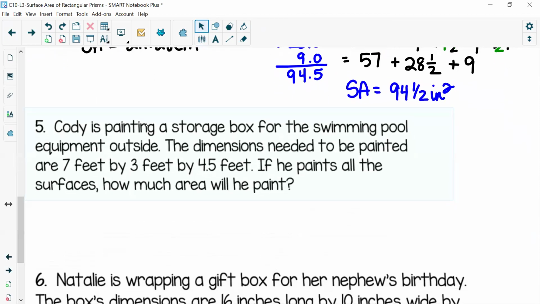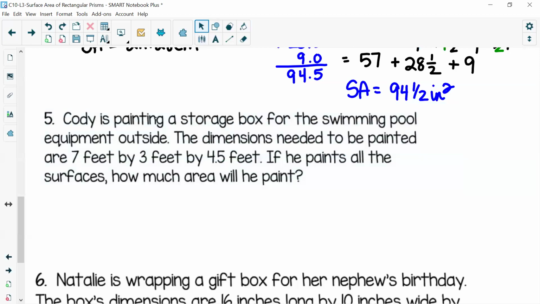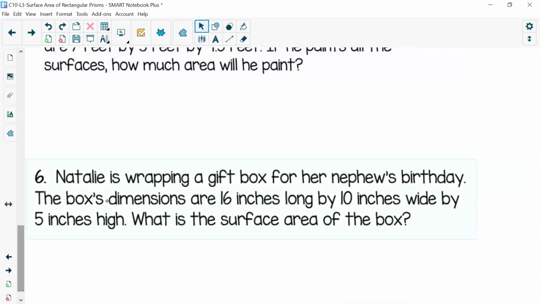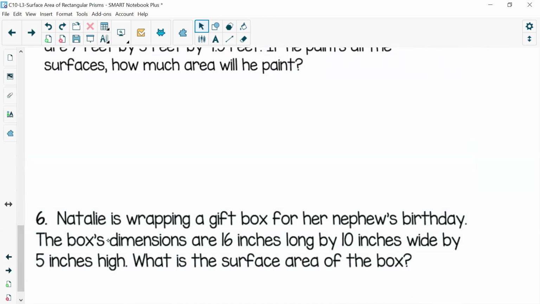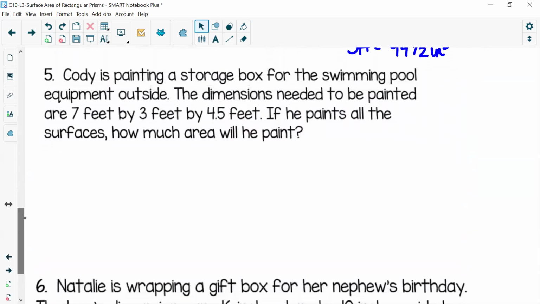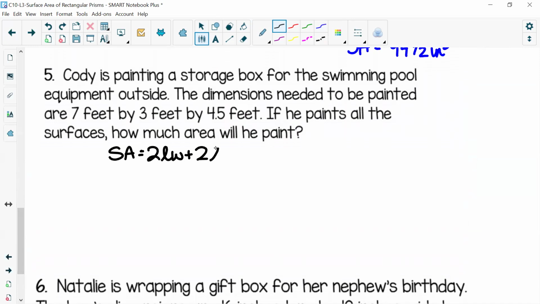All right, so I'm going to move this up now a little bit. Bring this one down. So let me get my formula written. Surface area equals 2 times the length and width plus 2 times the length and height plus 2 times the width and height. All right, so let's figure it out.